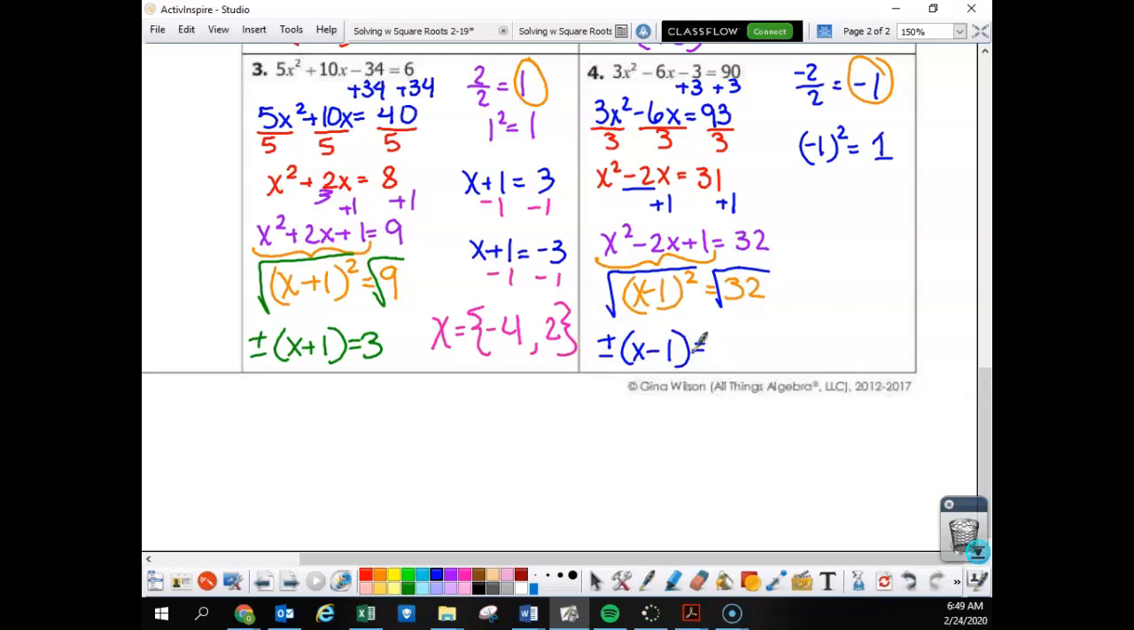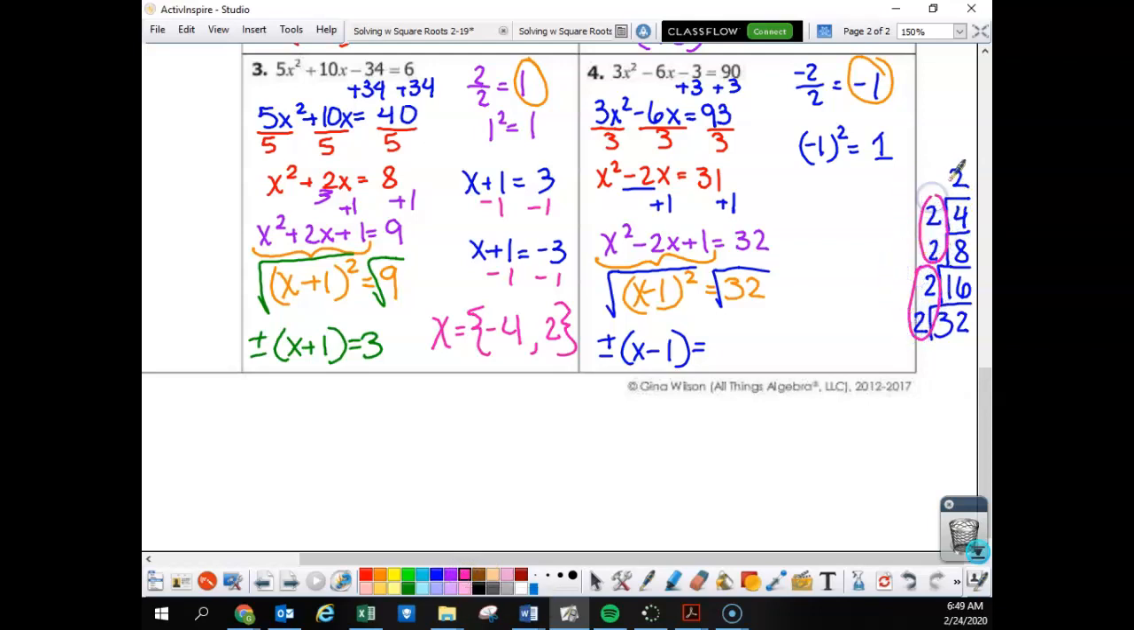Now, square root of 32, I don't know. So you have to come off to the side and simplify that. So 32, remember you're dividing by your prime numbers. 32 divided by 2 is, no, I lied, 16. Then I divide by 2 again. That's 8. Divide by 2 again. That's 4. Divide by 2 again. That's 2. Okay. So then you circle your pairs.